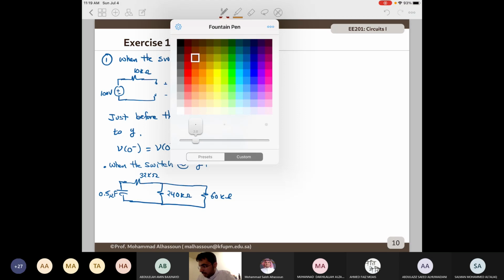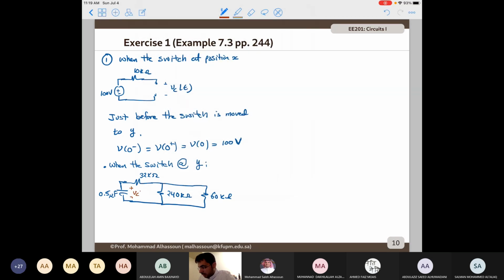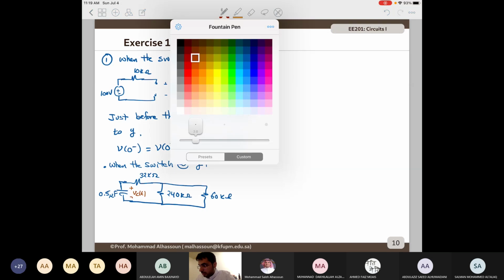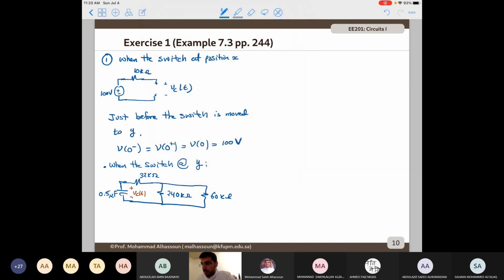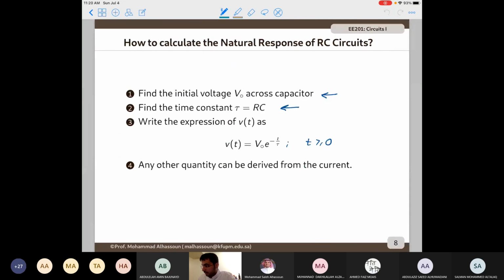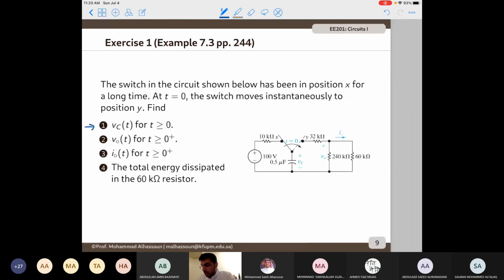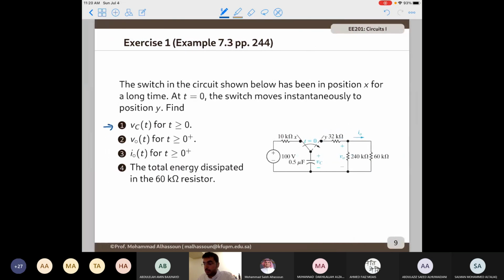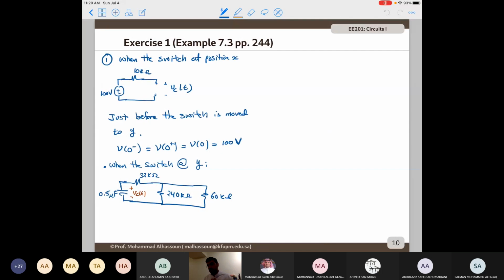Remember here, I'm asked to find VC. So in order to find VC, I need to find V naught, which I did find, and I need to find tau, which is the time constant. Remember, the time constant is R multiplied by C. I only have one capacitor, so C is 0.5 microfarad. But what about R? Which R? Should I use 32? Should I use 240? Should I use 60? Which one? What do you think, Shib? Equivalent.